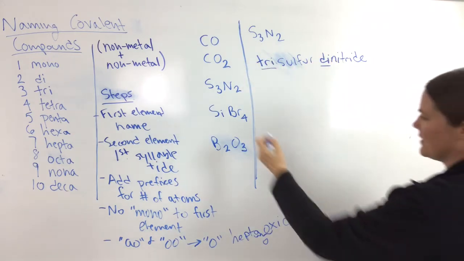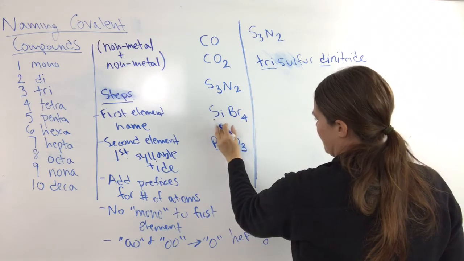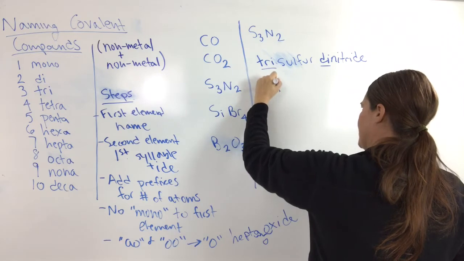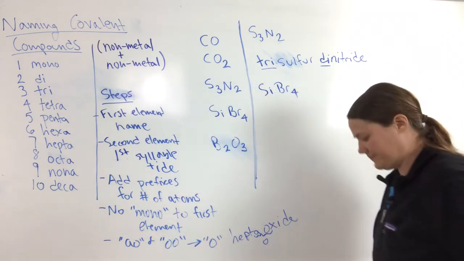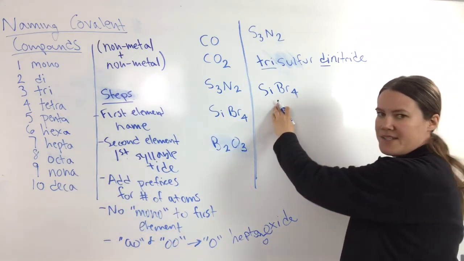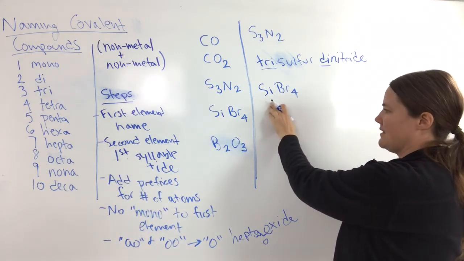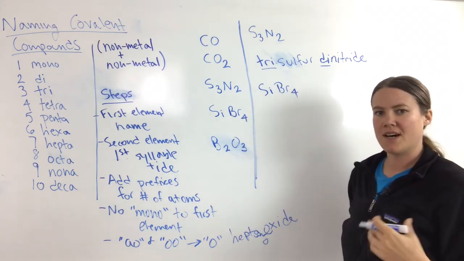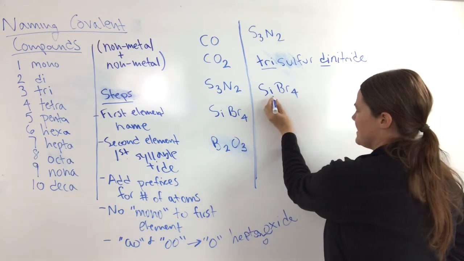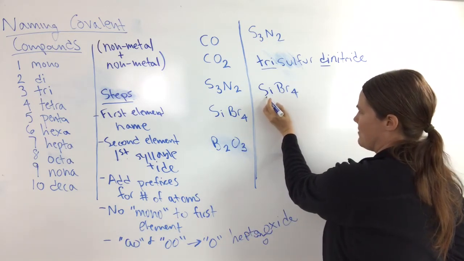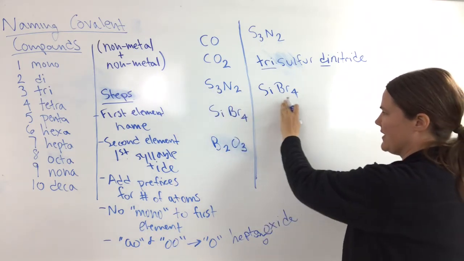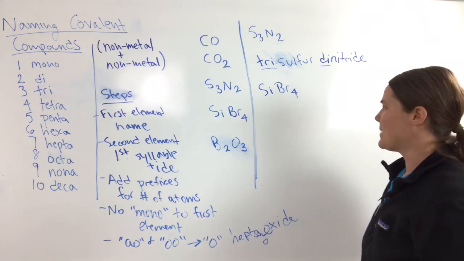Okay, let's do this one now. For this one, we have silicon and bromine, so I'm going to write SiBr4. We want to name this, so first we need to figure out whether this is an ionic compound or a covalent compound. Silicon is a nonmetal and bromine is a nonmetal. So we have 2 nonmetals, and we determine that this is a covalent compound.